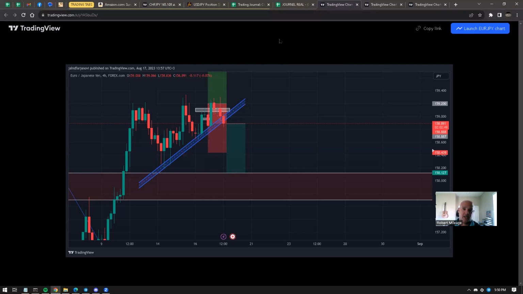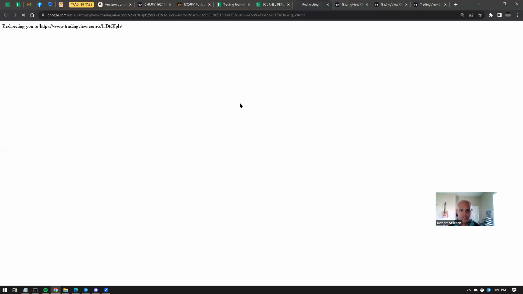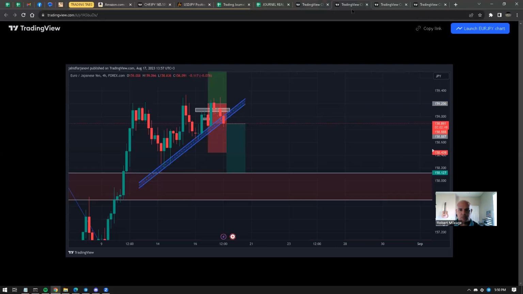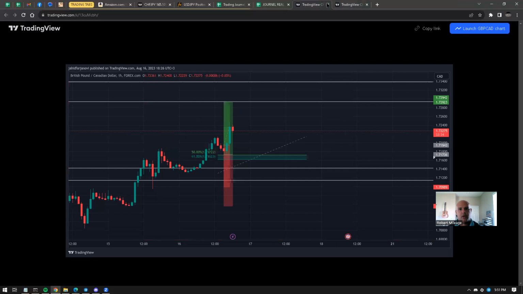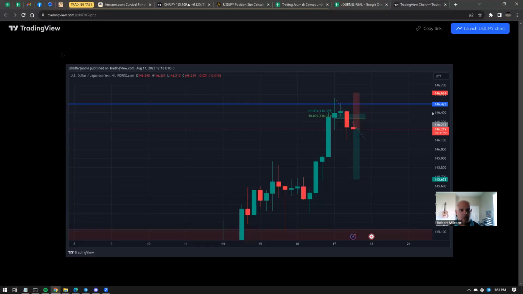So now it looks like a trend line trade. USD JPY, reject from major resistance. Oh, is this? Okay. Did I pull up the wrong thing? Let's close out all these and start over again. Reject from major resistance, USD JPY. Okay, we got the reject.